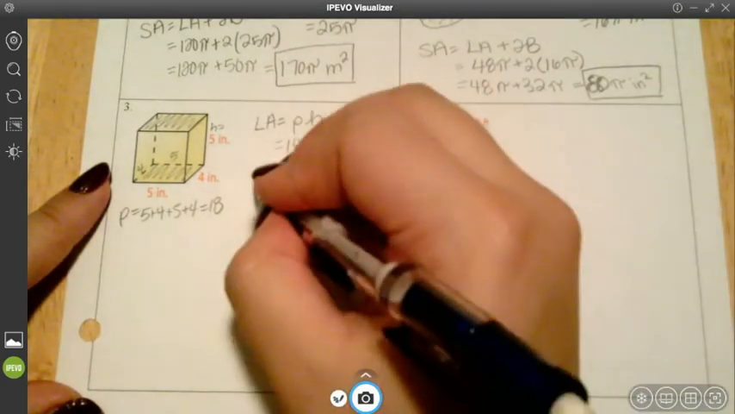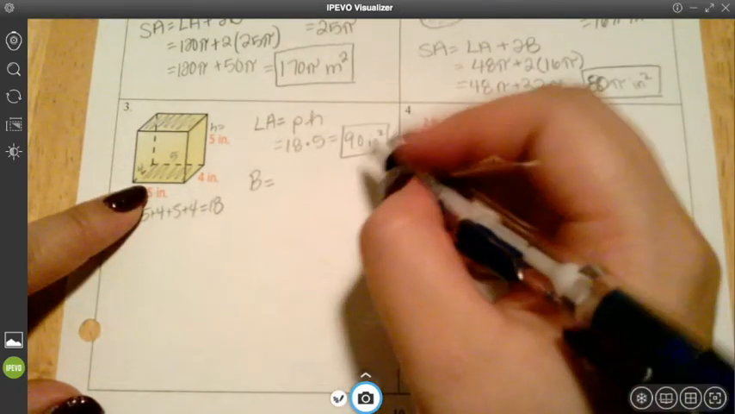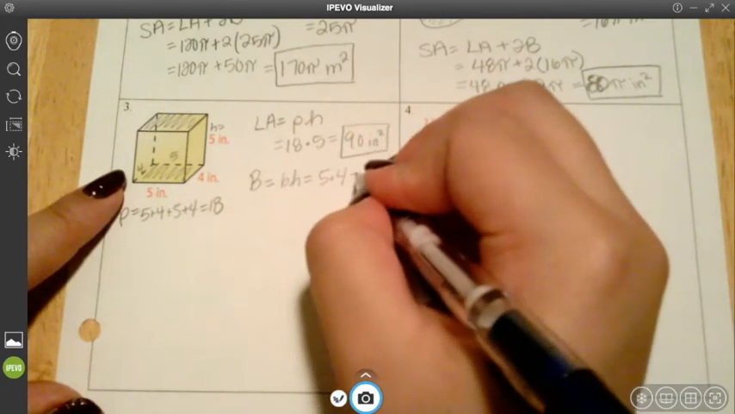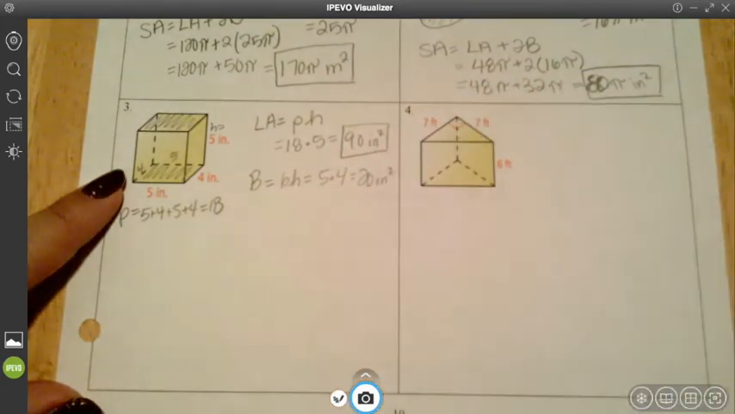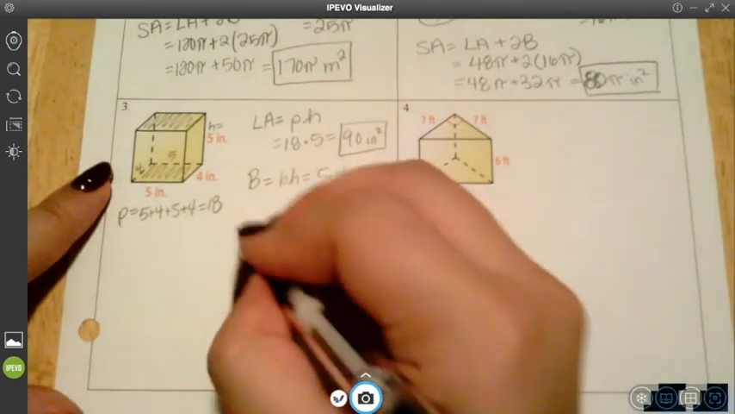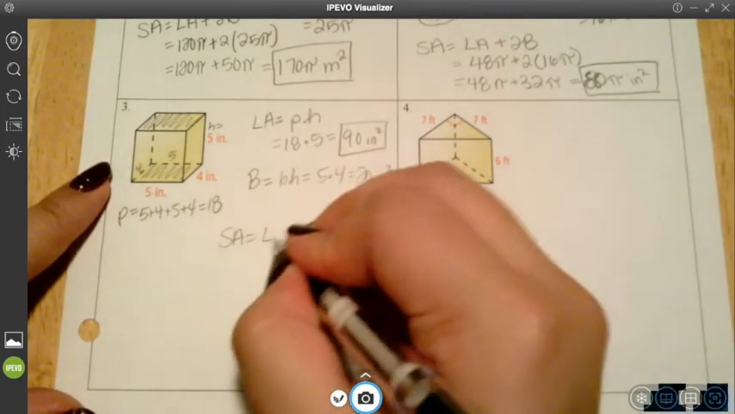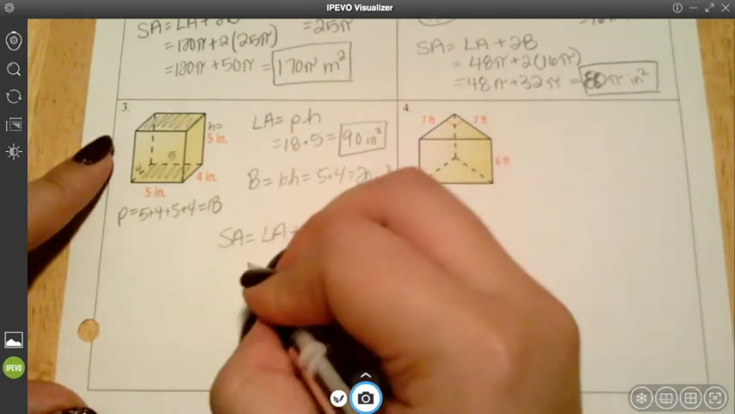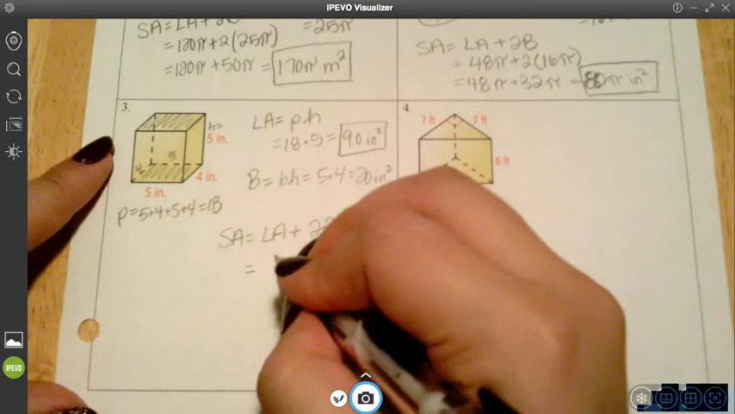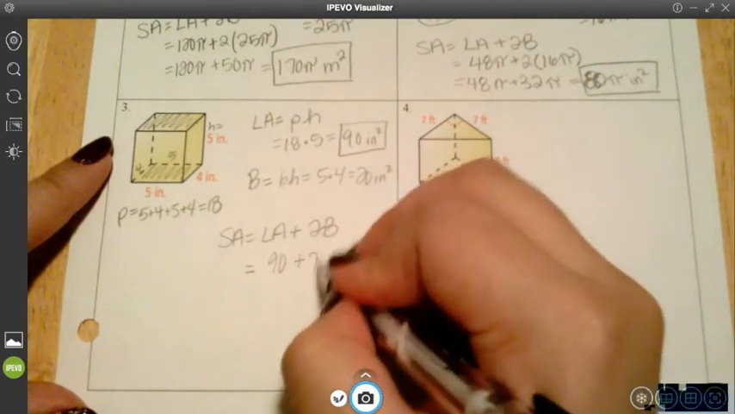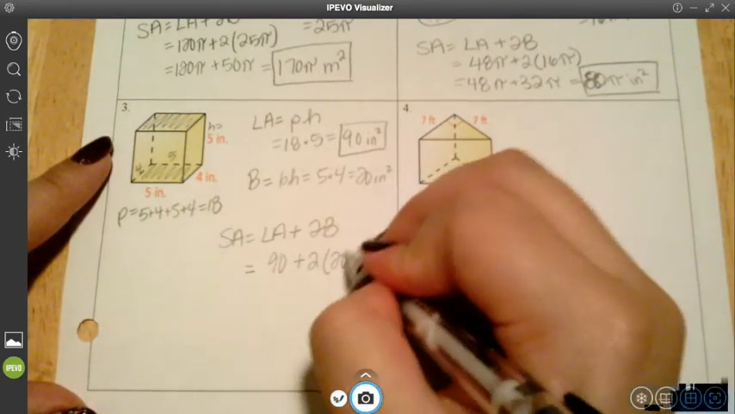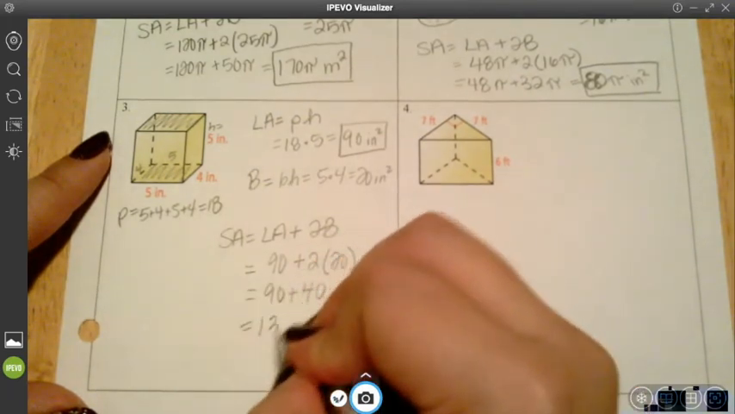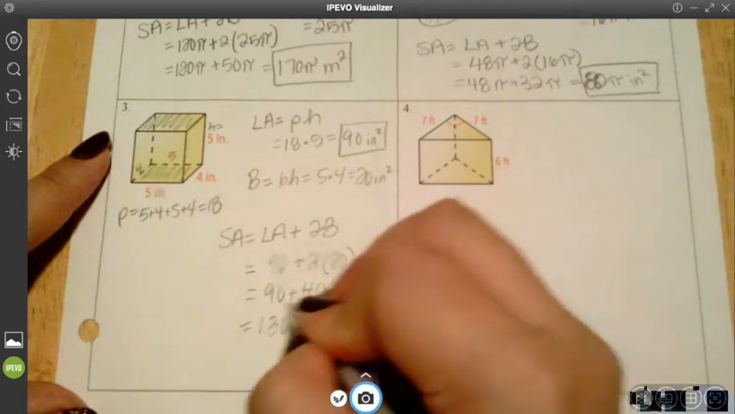We also need the area of our bases. Because this is a rectangle, that's base times height, which is 5 times 4, which is 20 square inches, leaving us ready to find our surface area. Lateral area plus how many bases? 2 bases. Our lateral area is 90 plus 2 times our bases, which are 20 each. 90 plus 40 equals 130 square inches.